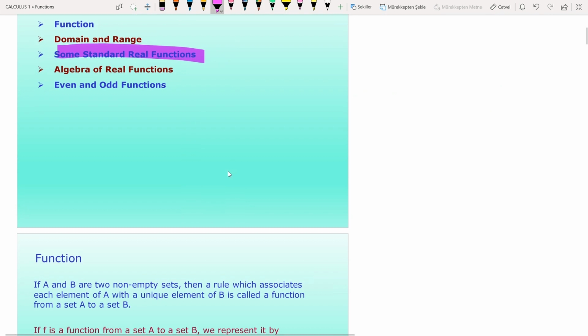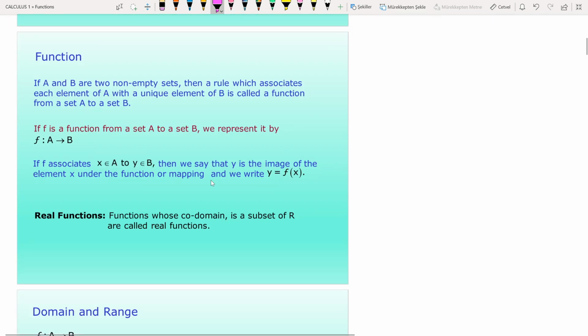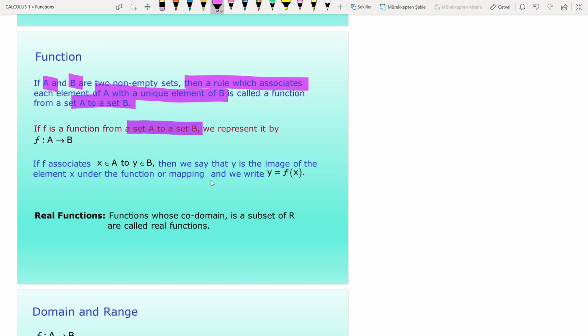Let me now mention the formal definition of function. If A and B are two non-empty sets, then a rule which associates each element of A with a unique element of B is called a function from a set A to a set B. If f is a function from a set A to a set B, we represent it by this notation: f is from A to B. If f associates each element x of A to an element of B, then we say that y is the image of the element x under the function or mapping, and in this case we write y equals f of x.